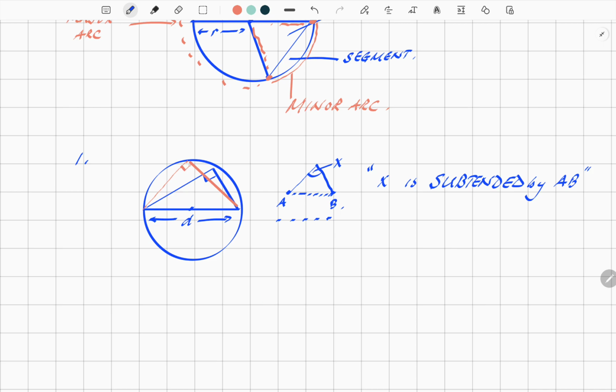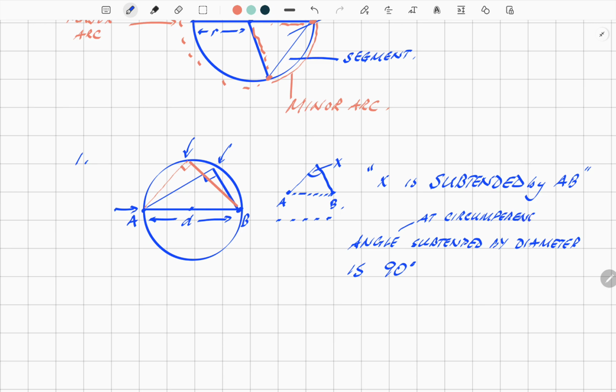Same way, these right angles, whatever angle I create at the edge, those angles are subtended by the diameter, by that diameter from, I'm going to call that A and B, that point there and that point there. Does that make sense? So the rule is angle subtended by diameter is 90 degrees. And that angle is at the circumference. So that's the first rule. Does that make sense?